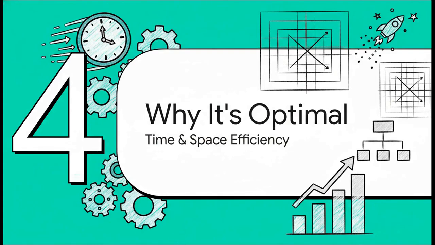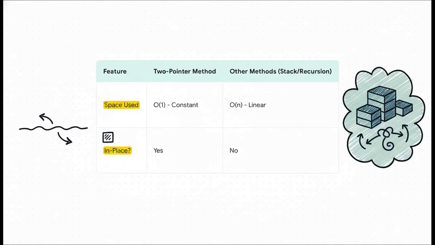So we know it works, which is great. But what makes it optimal? Well, it all comes down to its incredible efficiency, both in terms of time and, most importantly, space. You see, if we tried to solve this with something like a stack or a recursion, we'd need extra memory that actually grows with the string's length. That's what we call O(n), or linear space. But our two-pointer method, it's O(1), constant space, which is exactly what that in-place requirement was all about.